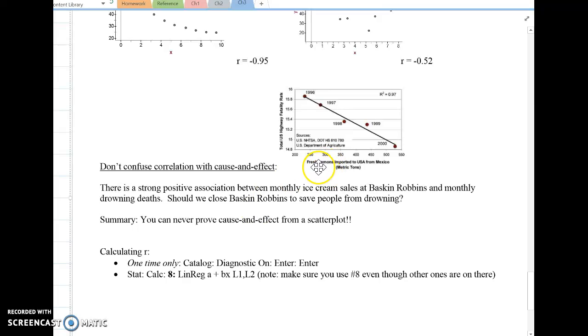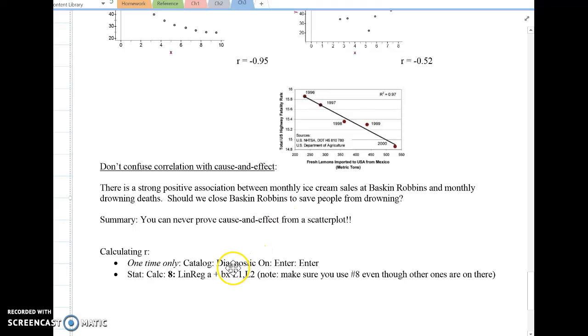Here's another example: fresh lemons imported and total U.S. highway fatalities. There looks like there's an association, but I don't think it's exactly the lemons that are causing the highway fatalities. So just make sure you're never proving cause and effect just by looking at a scatter plot or using an R value. We'll talk about how to do that in Chapter 4.